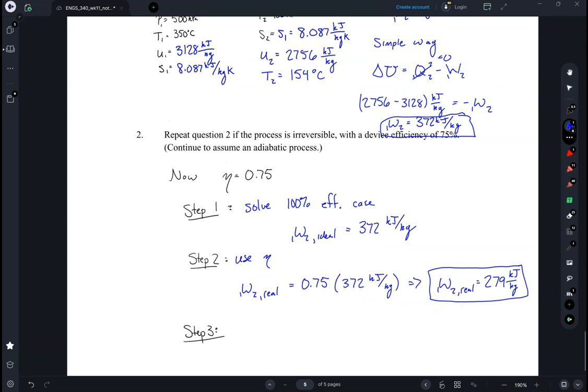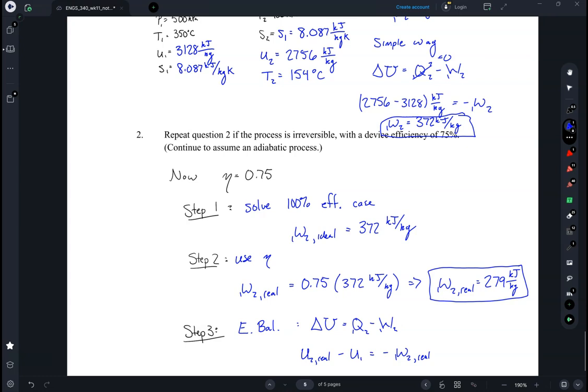Now we could do an energy balance again, so that would look something like this. Delta U equals Q minus W. So we could use this to calculate the final U2 real minus U1 equals minus W12 real to calculate that final internal energy if we needed that for some reason. So again, really similar to what we've looked at before.